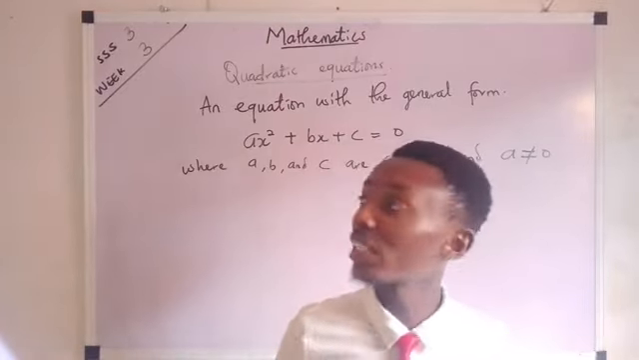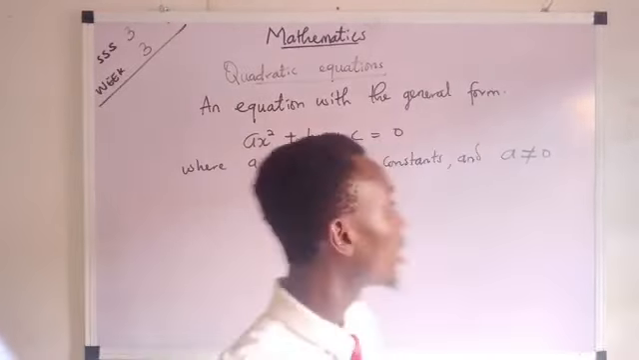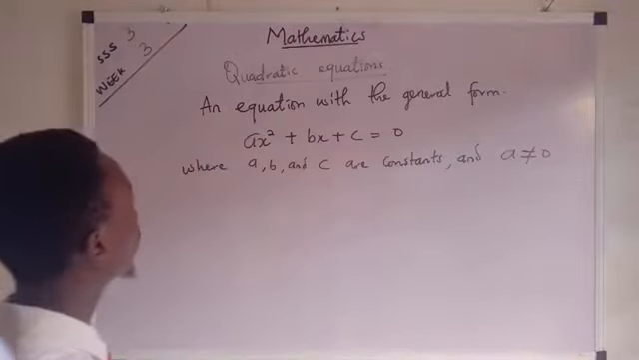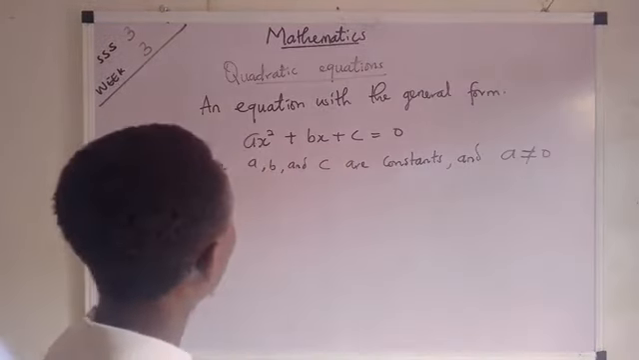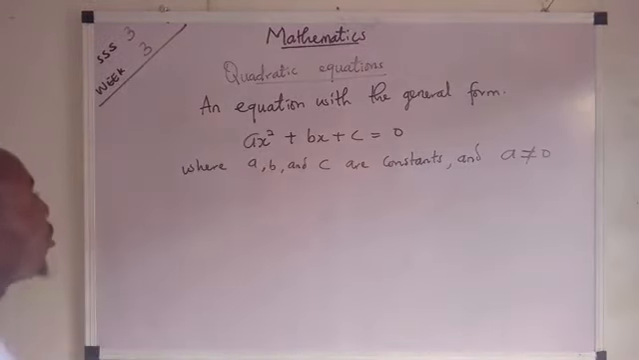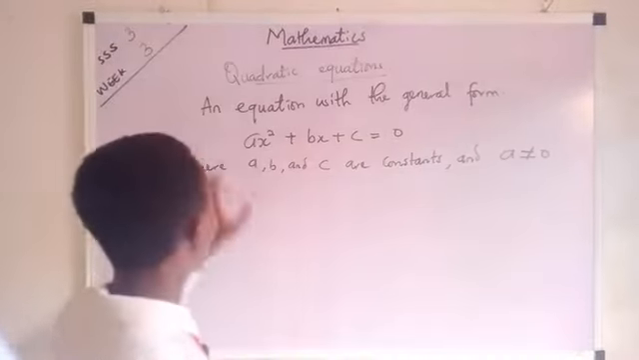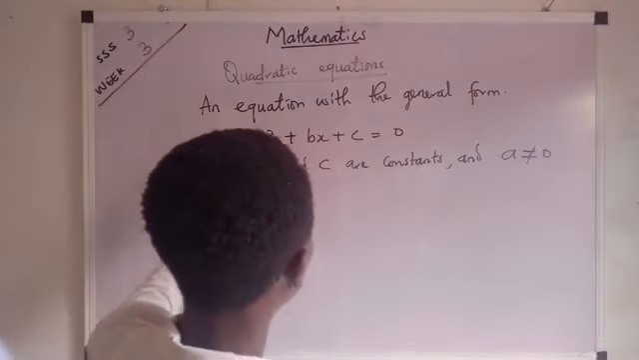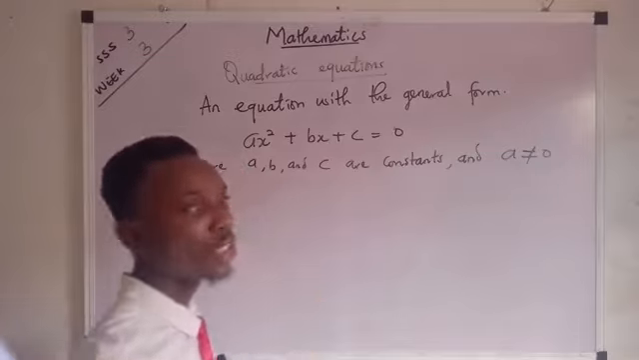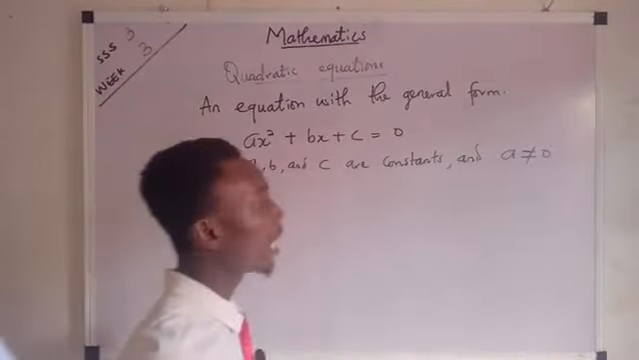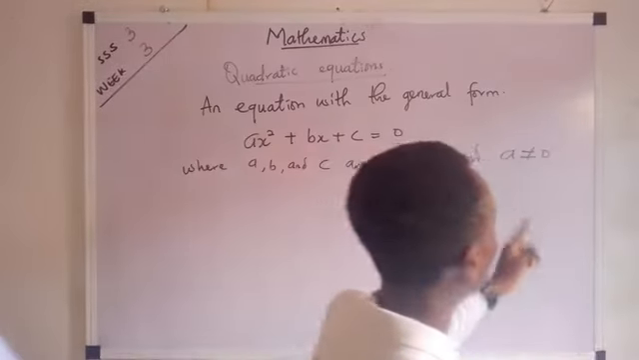Today we'll be dealing with SS3 week 3 topic, which is quadratic equations. I'm sure you must have done it before, but very quickly let's look at quadratic equations. Now, an equation with the form ax squared plus bx plus c equals 0 is a quadratic equation where a, b and c are constants and a is not equal to 0.